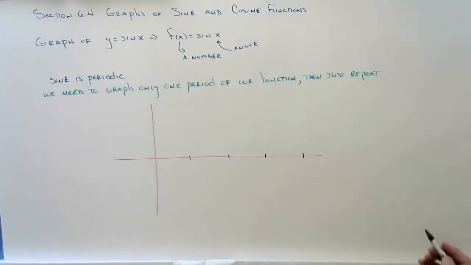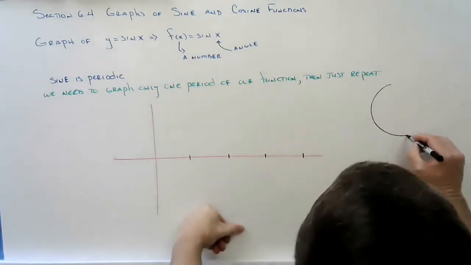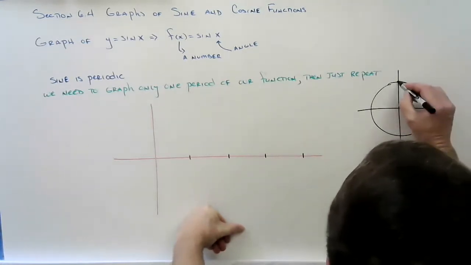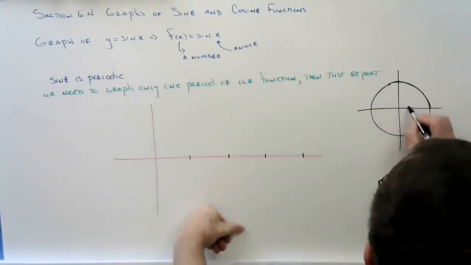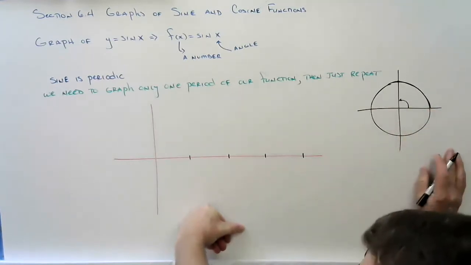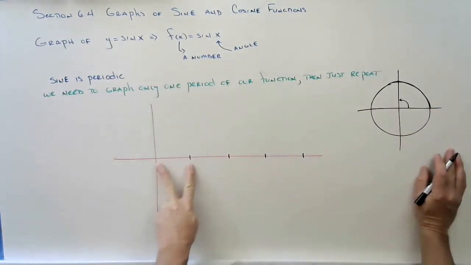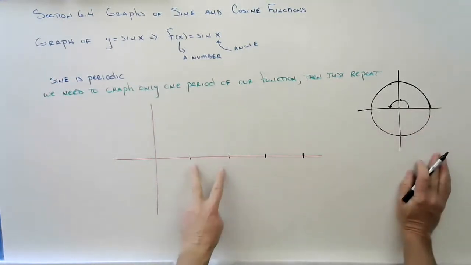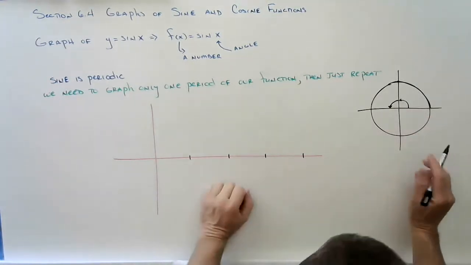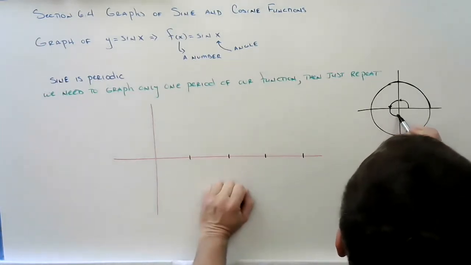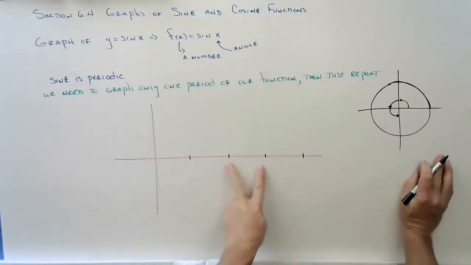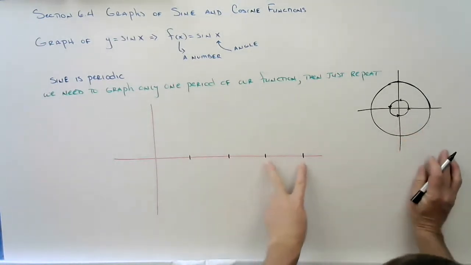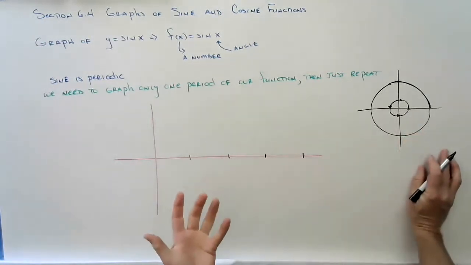And since the distance around the unit circle, that arc length and that arc length, this is pi over 2 radians. So that's pi over 2 long. This is pi over 2 radians. So that's pi over 2 long. And this is also pi over 2 radians. So this is pi over 2 long.